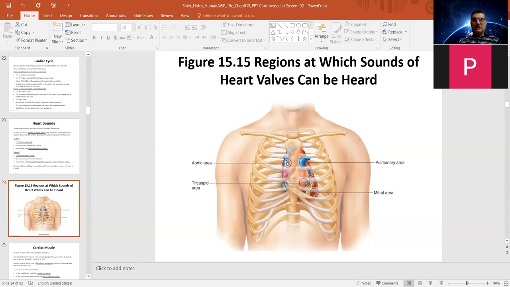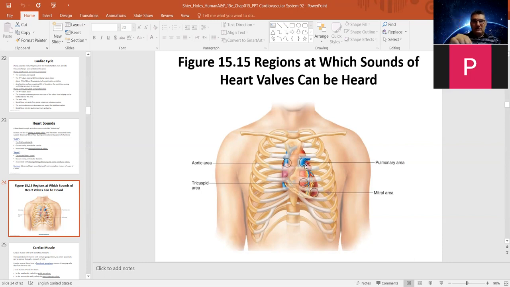So the aortic area is when you want to listen to the aortic valve: second right intercostal. Pulmonary, second left intercostal. This is when you want to listen to the pulmonary valve. The third one is called the tricuspid area. This is if you want to listen to the tricuspid, which is the right AV valve. The last one is closer to the apex.